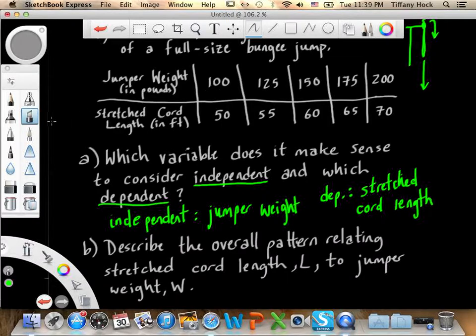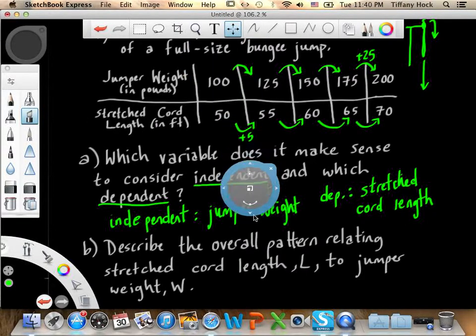Now if you look real closely here, the weight in this table is increasing by a total of 25 pounds each time, okay? And the stretched cord length is only increasing by 5 feet at a time. And it just keeps repeating that pattern. So every extra 25 pounds, the cord length stretches 5 feet. And that's actually what we're going to write down here, okay?